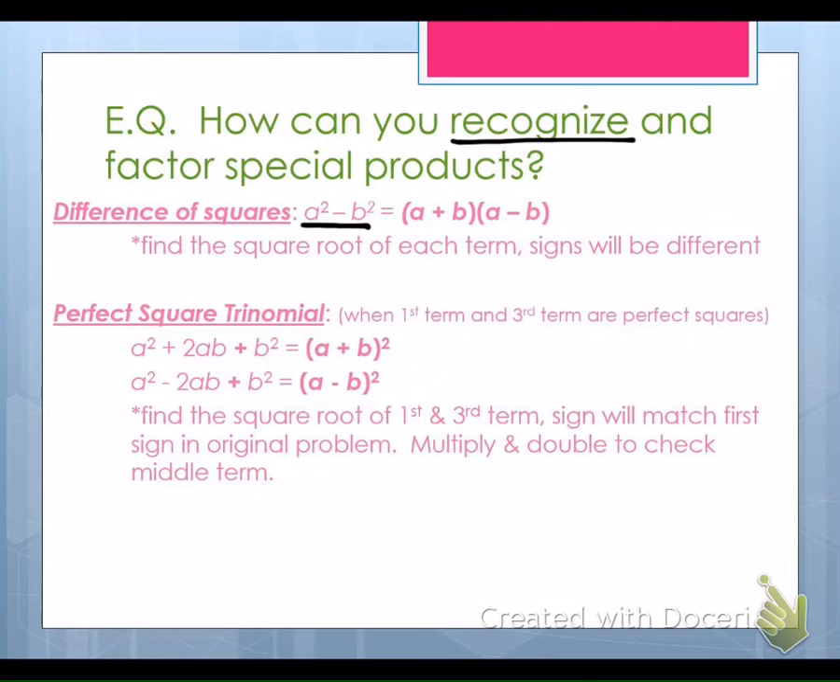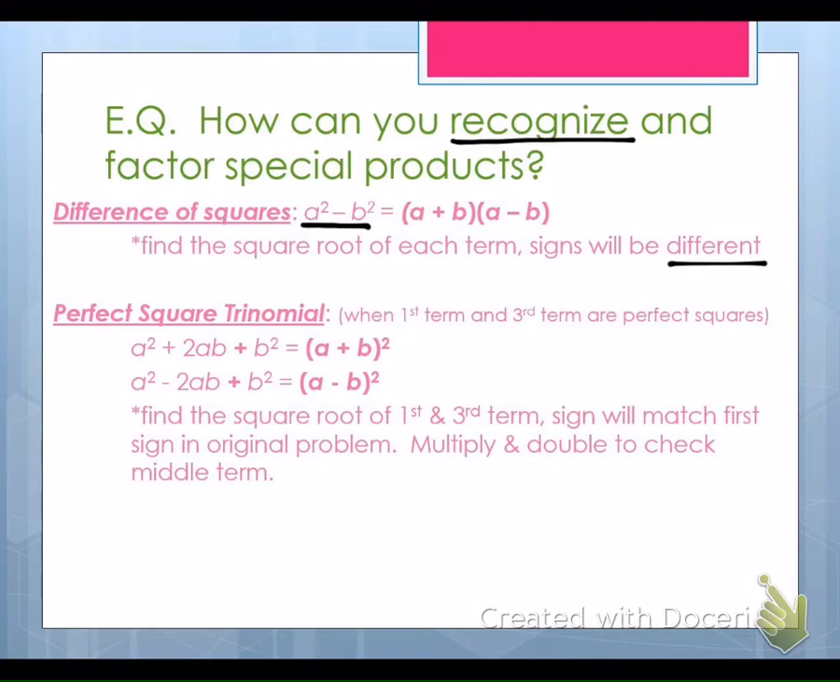So it's got to be a binomial, it's got to be a subtraction problem, and each term has to be a perfect square. Now, here's how you factor it. You find the square root of each term, and the signs will be different. Look at that word again, different. If it's the difference of squares, the signs will be different. So 2 sets of parentheses, just like we've been used to. You find the square root of each term, and you have the terms of your binomial.